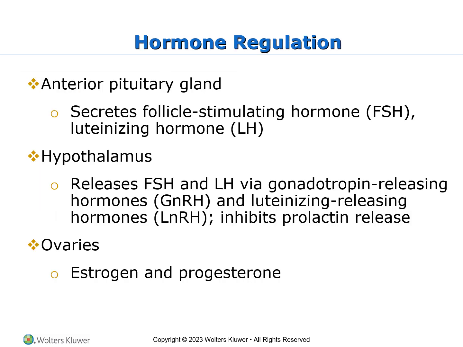So to understand female reproductive health, it's important to understand the hormonal feedback system that regulates the menstrual cycle and reproductive function. This process involves communication between the hypothalamus, anterior pituitary gland, and ovaries. It's often referred to as the hypothalamic-pituitary-ovarian axis, or HPO for short. The process begins with the hypothalamus, which secretes gonadotropin-releasing hormone.